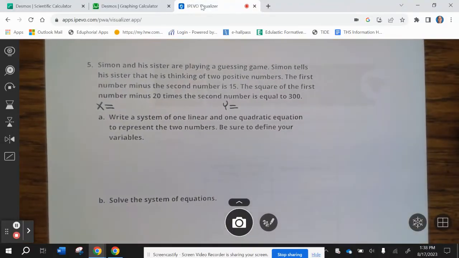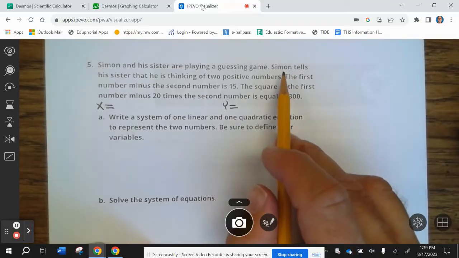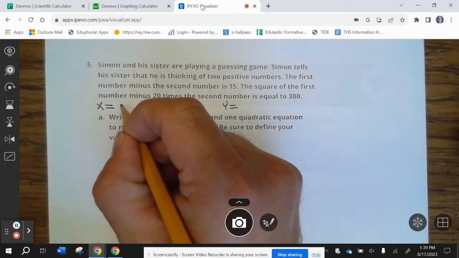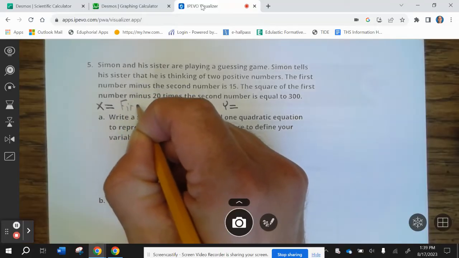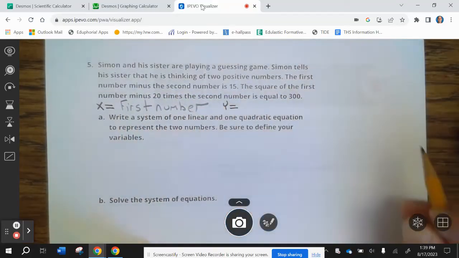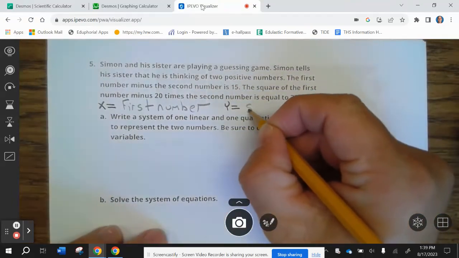All right, Simon and his sister are playing a guessing game. Simon tells his sister that he thinks of two positive numbers. The first number minus the second number is 15. The square of the first number minus 20 times the second number is equal to 300. So let's call the first number x. And then y is the second number.